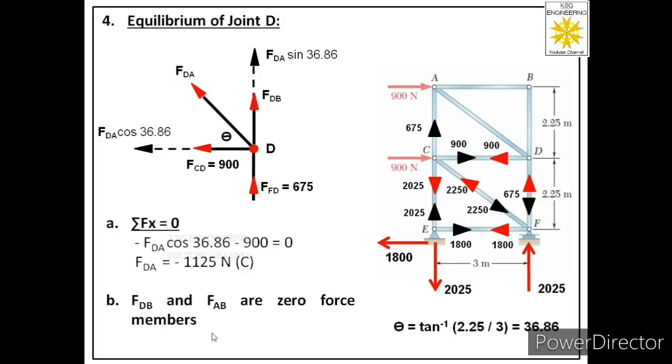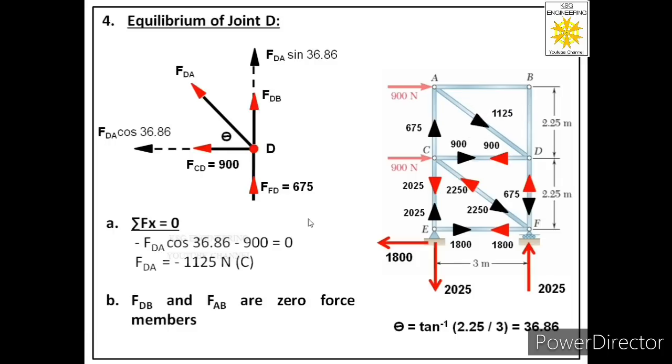So you have two options. Either you can apply the next equation, summation Fy equal to 0, or you can simply write that member DB and member AB are zero force members because they are connected at 90 degrees to each other, and the joint at which these two are connected has no other force. So these are zero force members.